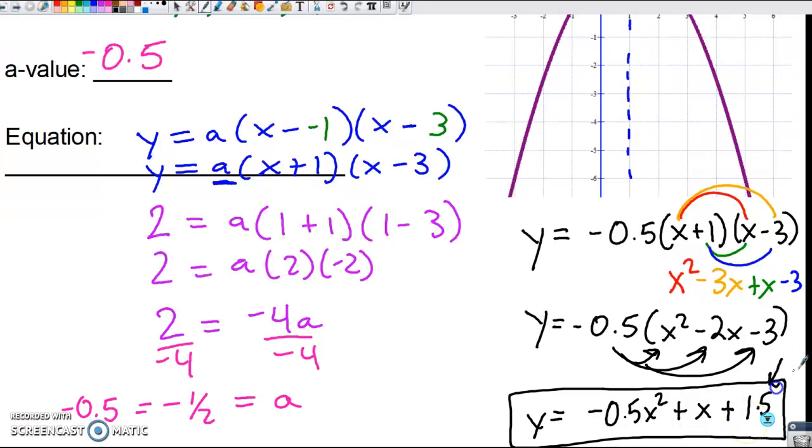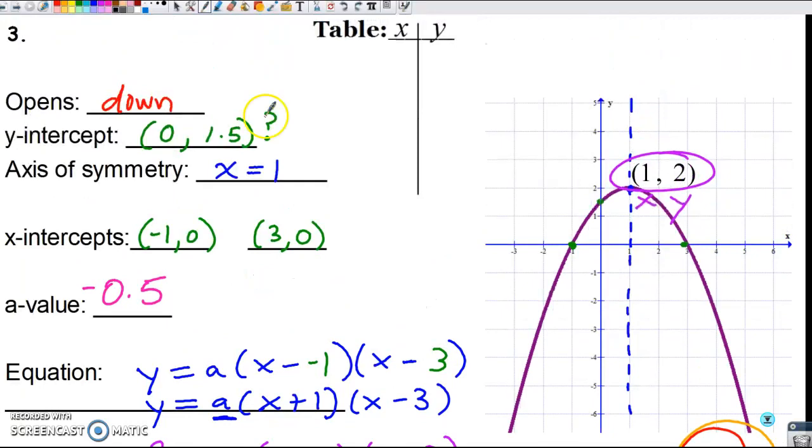Now let's check. Was my C value 1.5 for my y-intercept? It sure was, so that's correct.